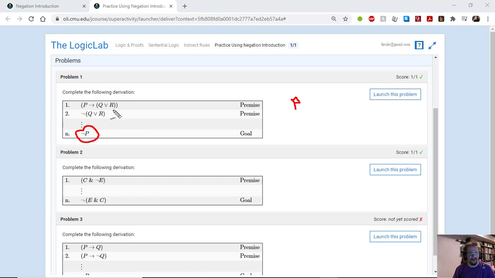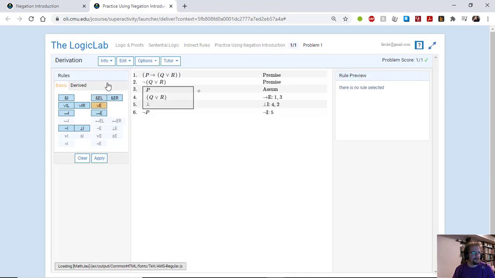Alright, so if I have P, what can I get? Well, if I have P, then I can do conditional elimination on line 1. That will give me Q or R. And then I can see that my line 2 is the opposite of that. It's not Q or R. And there is the problem. So, that's how we are going to solve this.